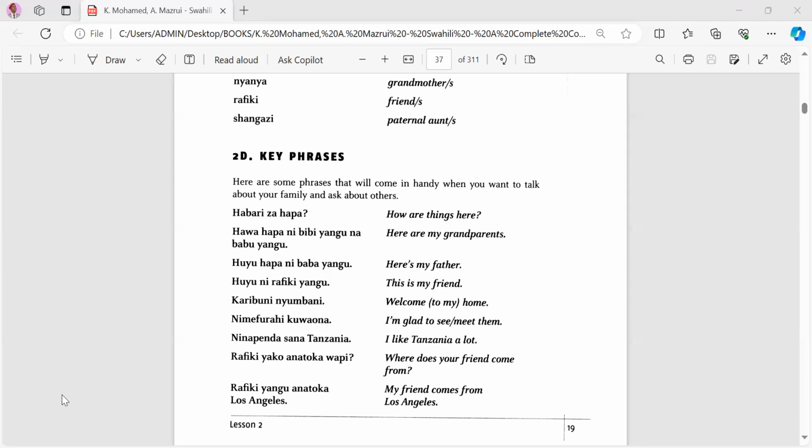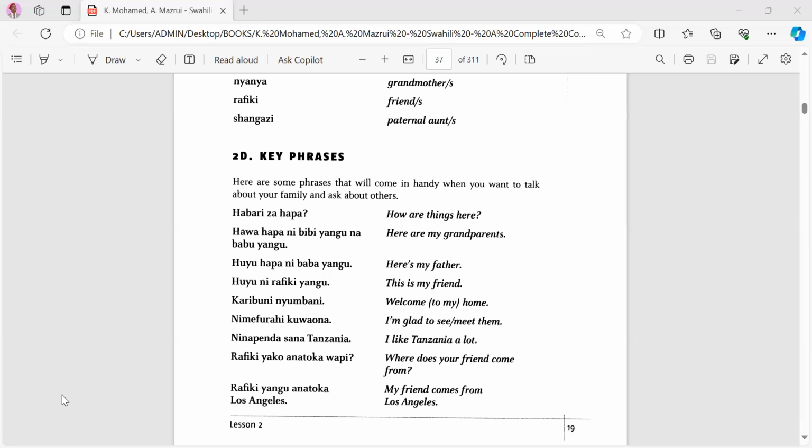Karibuni nyumbani. Welcome to my home. Nyumbani. Yes. Can you go slowly? Karibuni, not karibuna. Karibuni nyumbani. Welcome to my home.